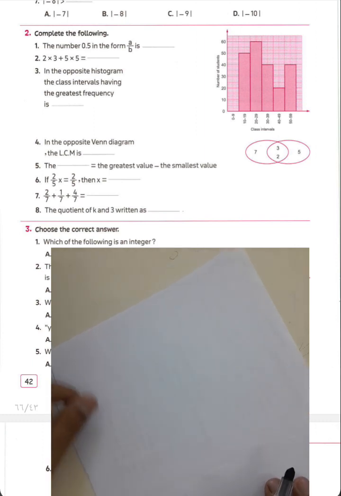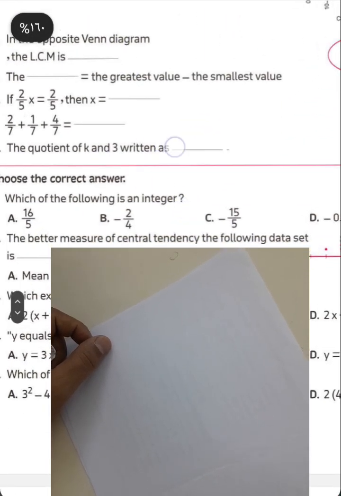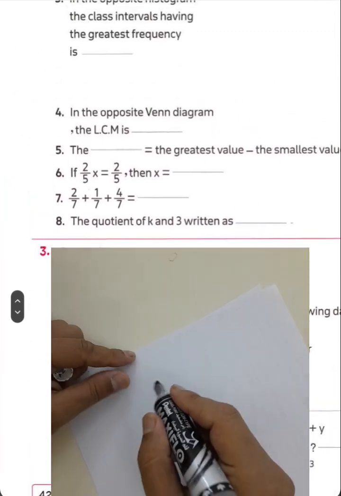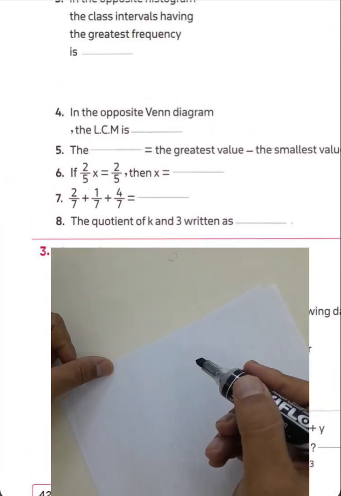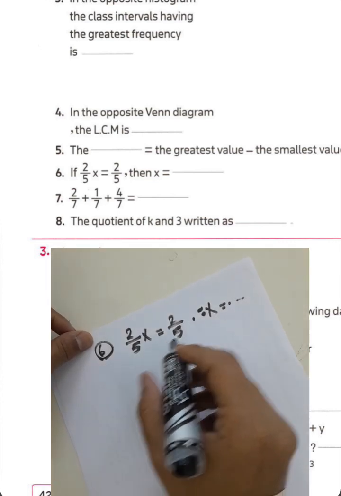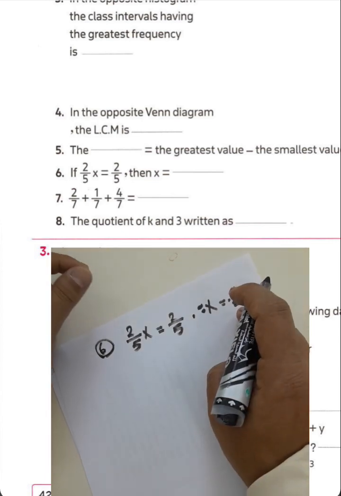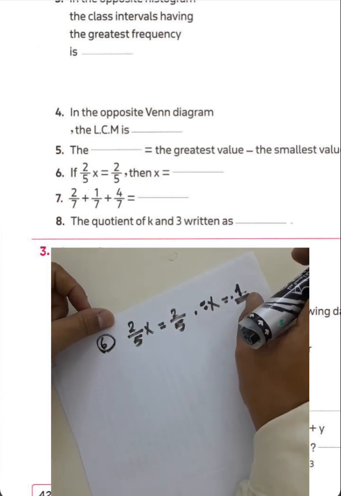Next question here. If 2 over 5x equals 2 over 5, then x equals what? X will be equal to 1, because here we can put x equal to 1. We call this 1 the multiplicative identity.